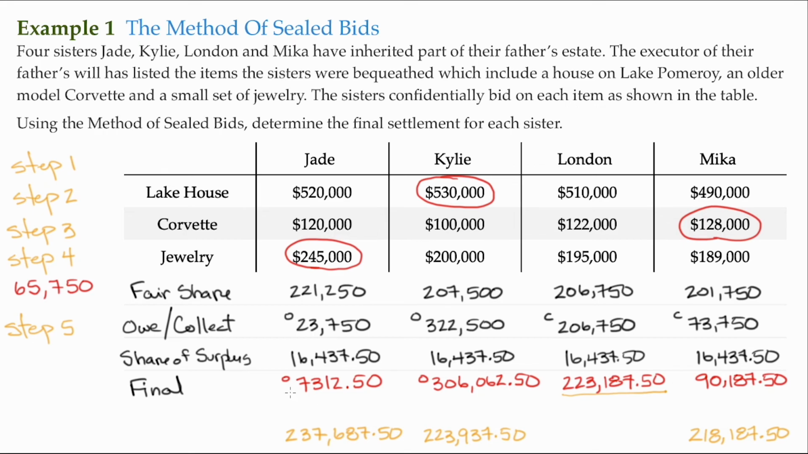Also, the amount here that Jade and Kylie have to pay back into the estate winds up being $313,375. That's the same amount that London and Mika wind up taking out of the estate. It's the same amount. So these are ways that we can check to make sure that everybody's happy and everything works out. But there you go.